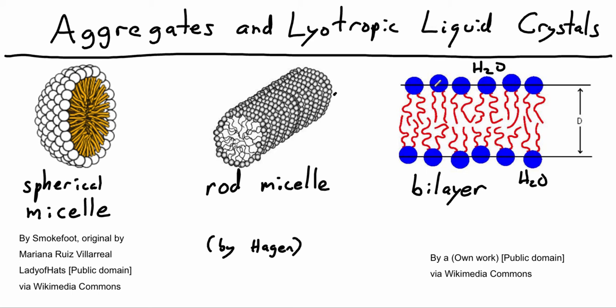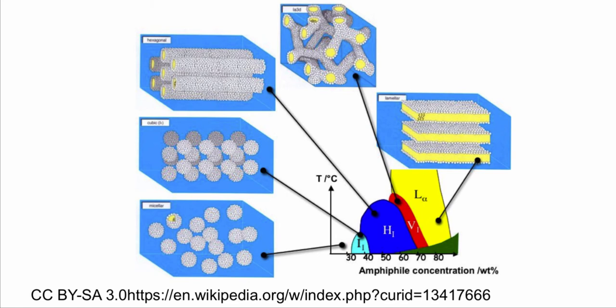Note that I've shown these all for systems where we have polar head groups in water. If we were to place any of these surfactants in an organic solvent, we can imagine forming inverse spherical micelles, where the chains would be pointing out and the head groups pointing in. We could have an inverse rod micelle, with the tails pointing out and the head groups pointing in. And of course, we could have an inverse bilayer, where the head groups are together and the chains are pointing out. If the concentration of surfactant is high enough, these aggregates can pack into lyotropic liquid crystals.